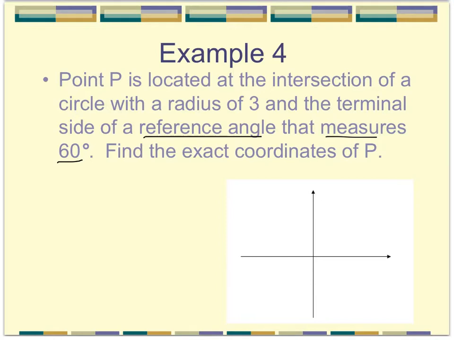So we did the previous example. I'm going to draw a circle. It's going to be a horrible circle, so I apologize for that. But here's our circle. And so it says that we have a reference angle of 60 degrees. So that means this could be our 60-degree reference angle.